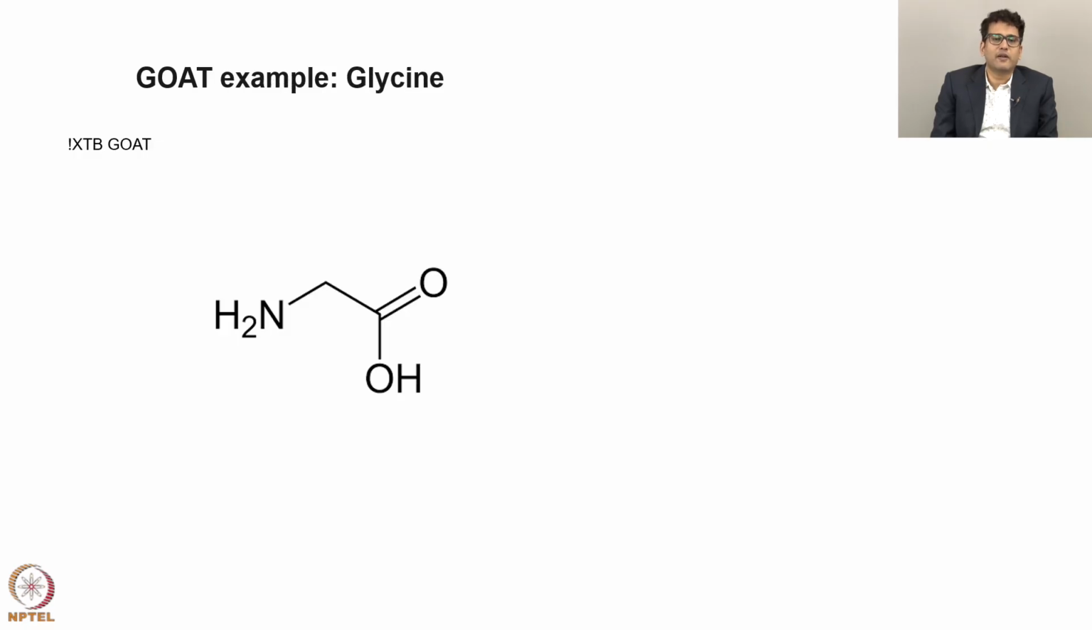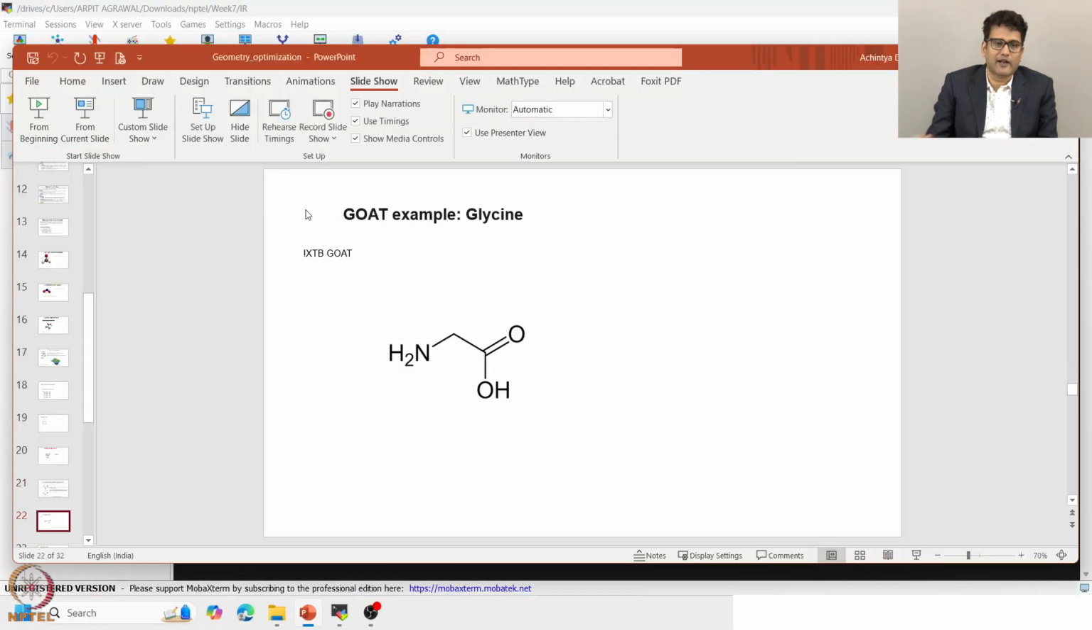To give you an example, let us try to find the global minima of the conformers of glycine. In principle GOAT can be used with any quantum chemistry method, but for all practical purposes it is very difficult to perform the calculation if you are not ready to use XTB. So we are going to use XTB for this kind of calculation.